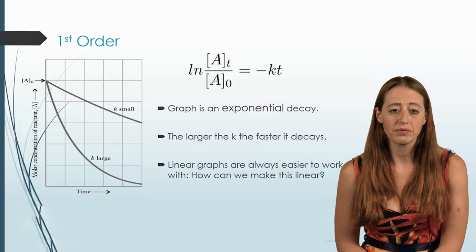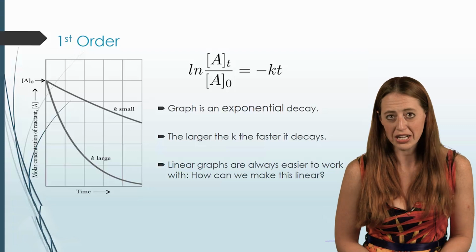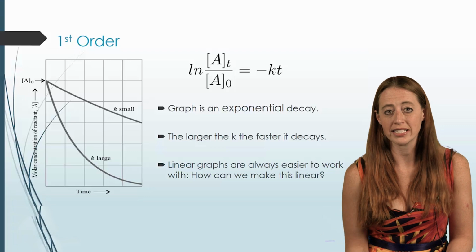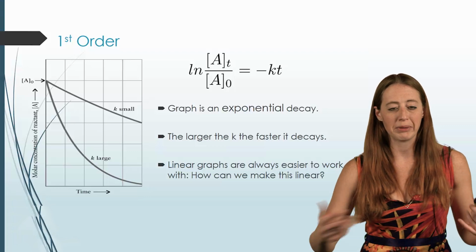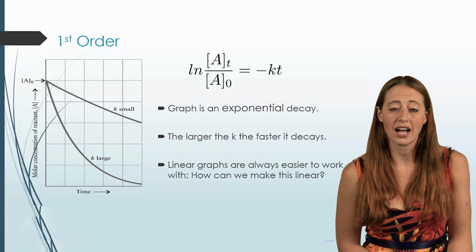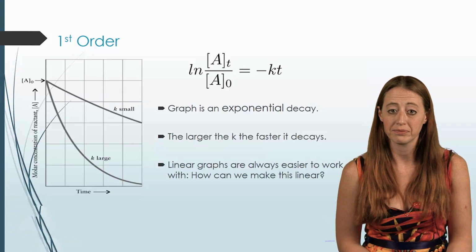Now, the linear graphs of pretty much anything are easier for us to work with. And so for kinetics, we like to be able to change these into linear graphs. Now, there's no way that we can magically just make this a linear system, but what we can do is change how the axes on our graphs work.